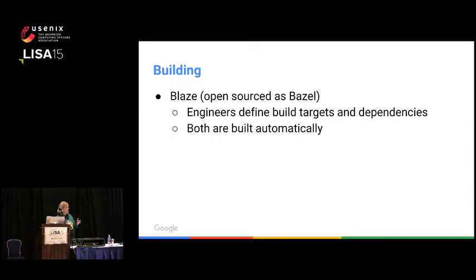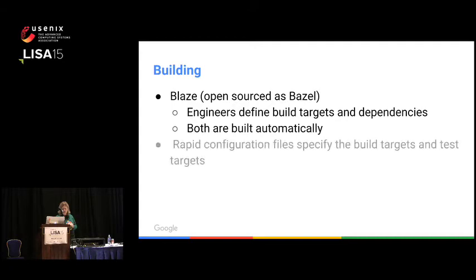When you do a Blaze build on a specific target, all the dependencies get built automatically in our build services, not on your local machine. They get sent off to the build services, and I have a drawing that shows that. Then we have Rapid configuration files that specify these build targets and test targets and what flags should be passed in order to build them. So basically we have Rapid configuration files and Blaze build files, and they work together to build all the build artifacts needed for a release.